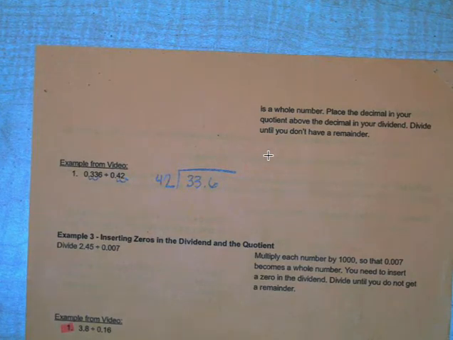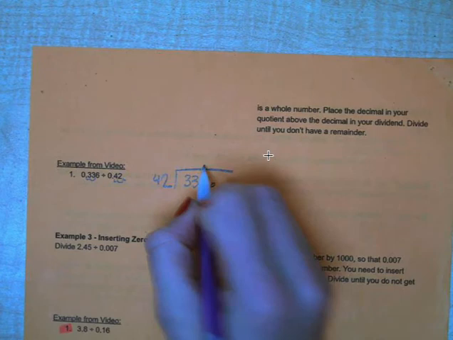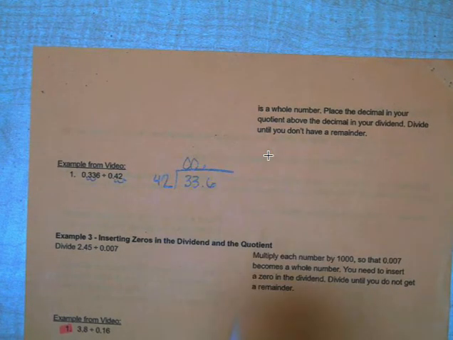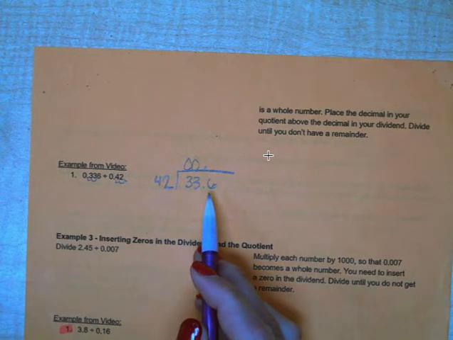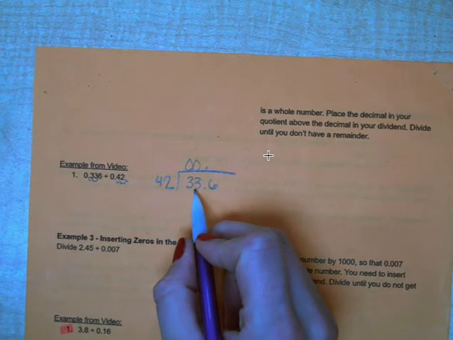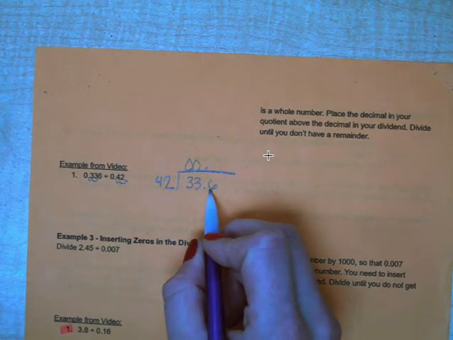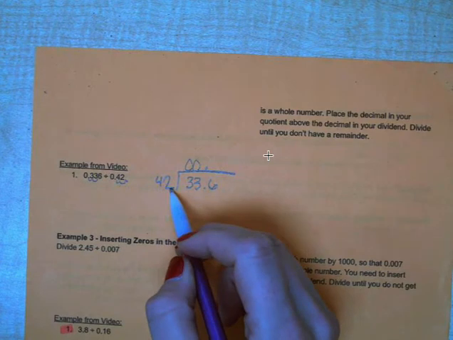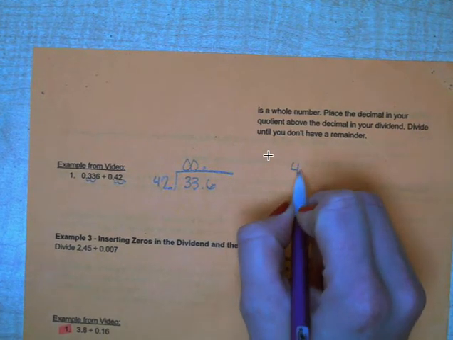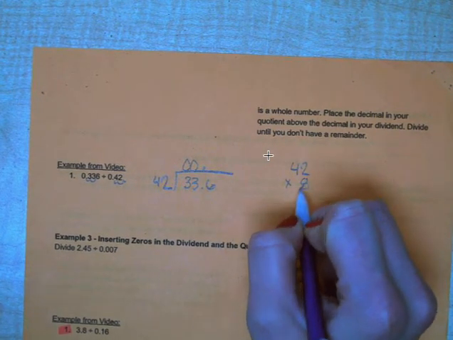Okay, so let's put our decimal point straight above in our quotient. 42 does not go into 3 or 33, so we have to figure out how many times it goes into 336. If we round 336 to 340 and 42 to 40, 40 goes into 340 8 times. So let's try 42 times 8 and see where that gets us.